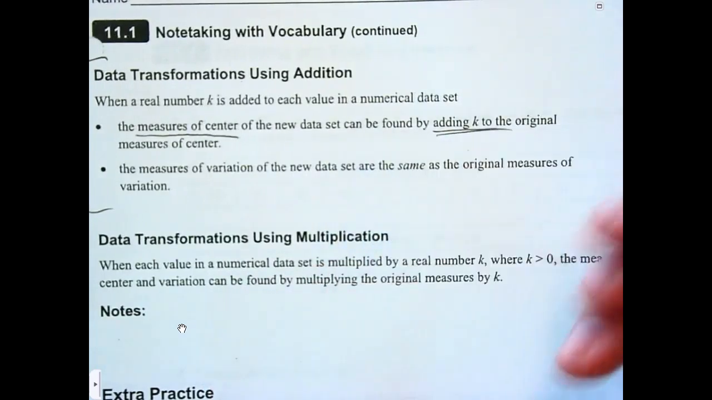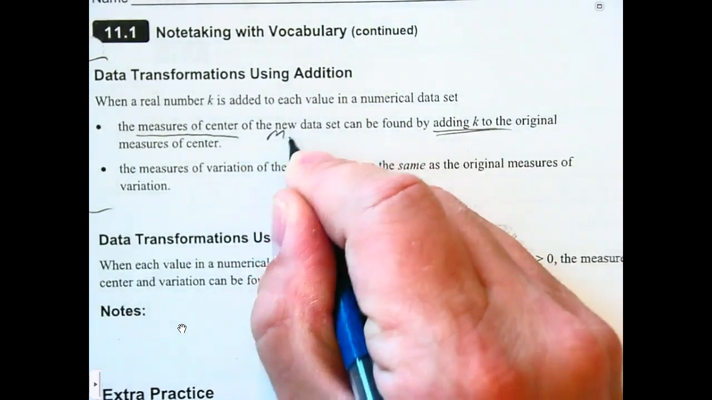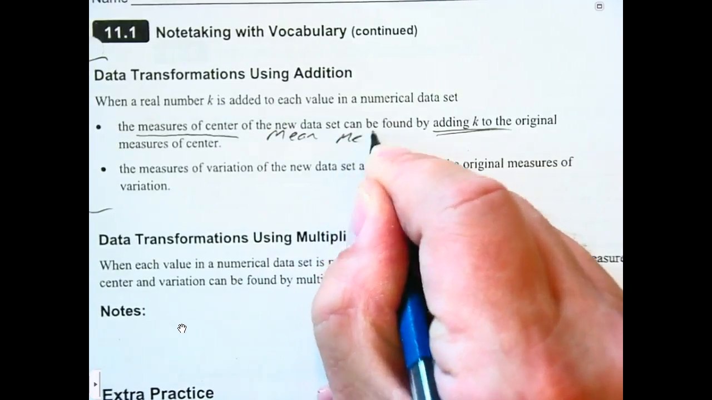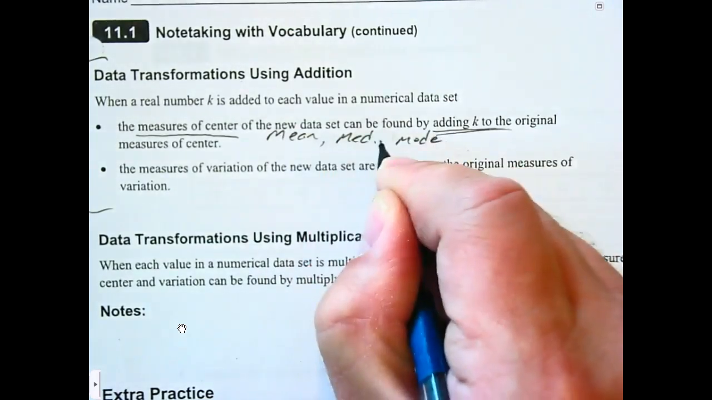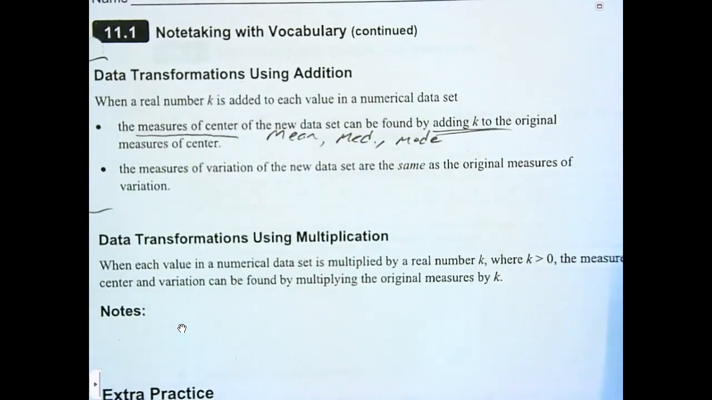So the measures of center are mean, median, and mode. Those are your measures of center. So if you're adding 5 to each data value, then you're just increasing those by 5.